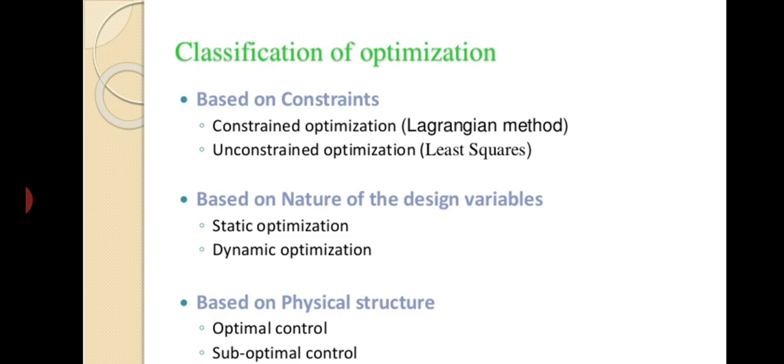Okay, so with the help of NLP, soft computing, metaheuristics, and machine learning techniques, we can solve the constrained problems. However, for unconstrained problems also, the first approach mentioned here is the least square method. We already have discussed the nature of design variables, static optimization and dynamic optimization.